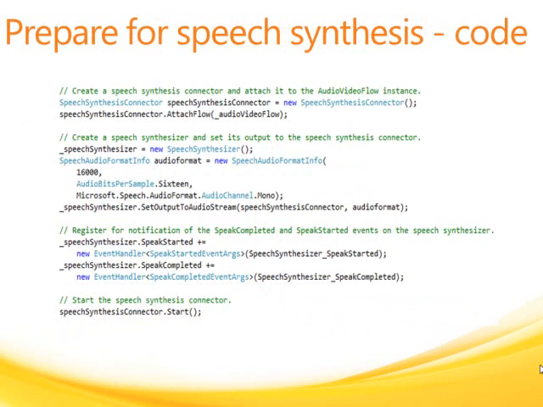In this slide, we see the code that prepares the application for performing speech synthesis. In the code shown here, I am initializing the speech audio format info instance to 16,000 samples per second, 16 bits per sample, and using monaural audio. The default encoding format for this constructor is PCM. Another of the constructor overloads lets you specify the encoding format as PCM, ALAW, or ULAW. The arguments to the set output to audio stream method are the speech synthesis connector object and the audio format.